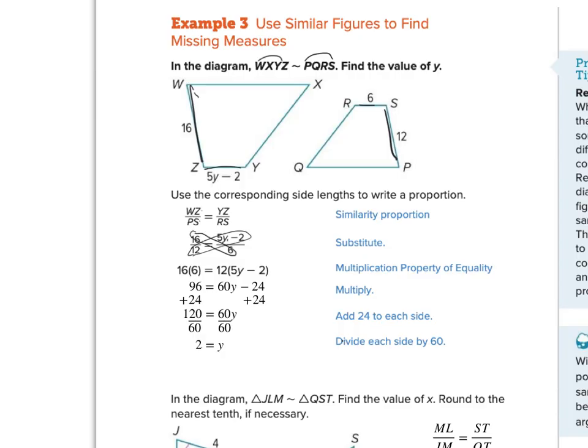And then 6 times 16 is equal to 12 times 5y minus 12, or minus 2. And then they used the distributive property, then simplified, then they added 24 to both sides to get our numbers on one side and variables on the other. Then they divided by 60 to get y by itself, and it turns out that y is going to be equal to 2.